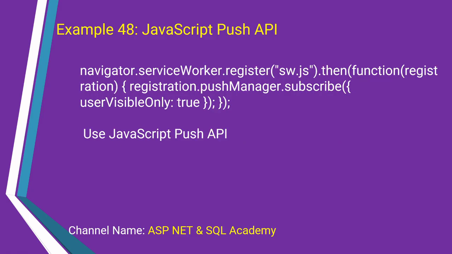Example 48. JavaScript Push API. The Push API allows us to send push notifications to the user. We can use the PushManager object to subscribe to push notifications. For example, let us subscribe to push notifications and display a message to the user.